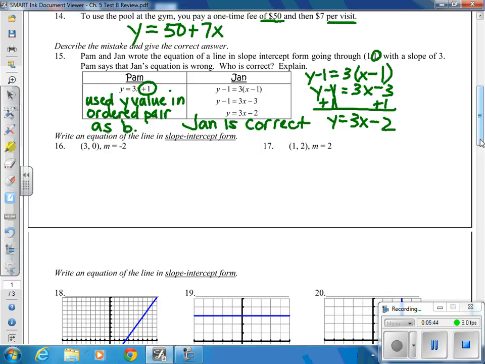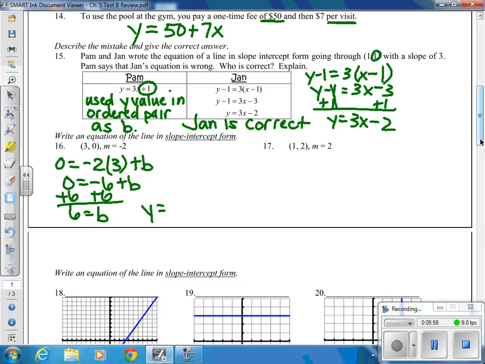So for finding the b, you would have 0 equals negative 2 times 3 plus b. So that's 0 equals negative 6 plus b. Add the 6. So your b value is 6. Now that I know my m and my b, the answer to this problem is y equals negative 2x plus 6.